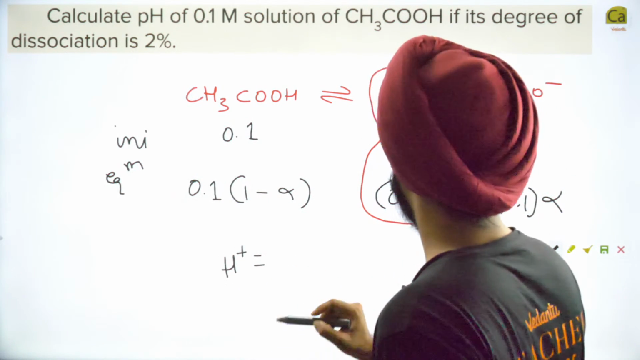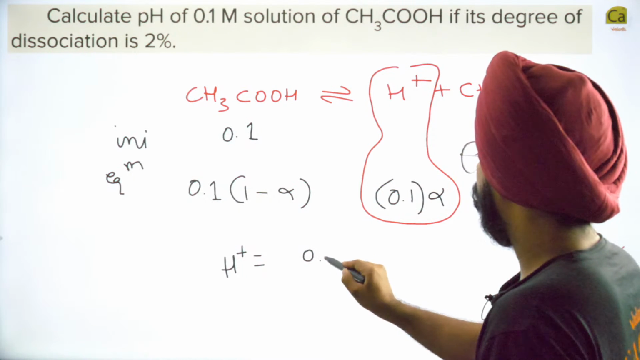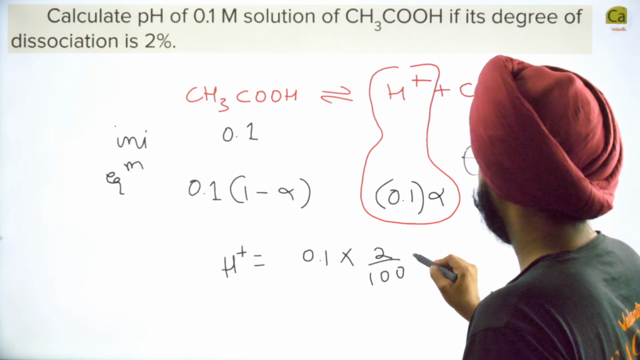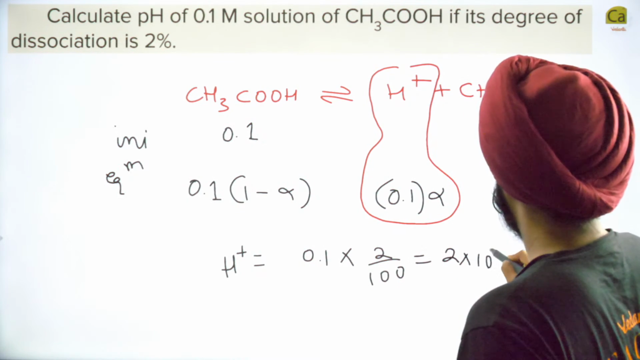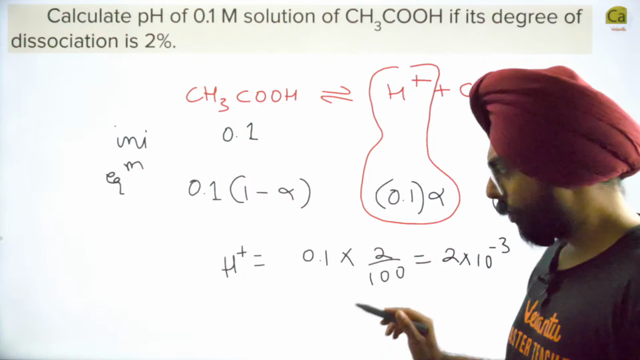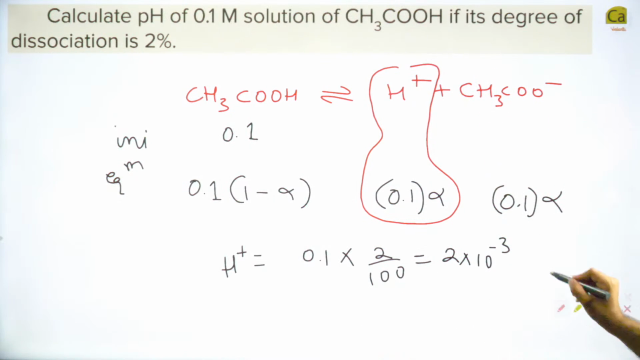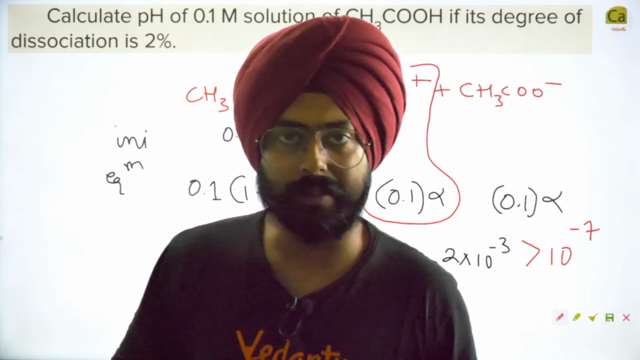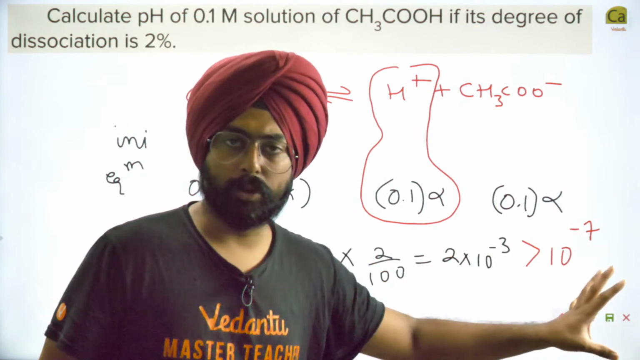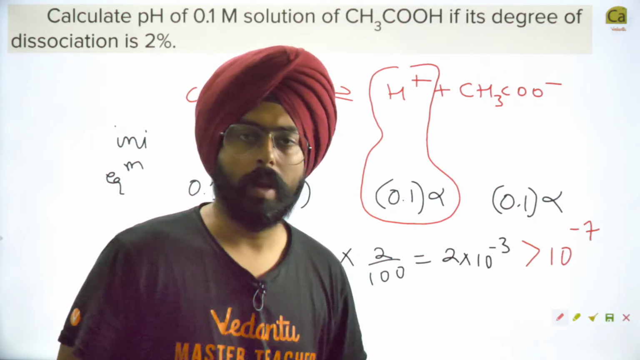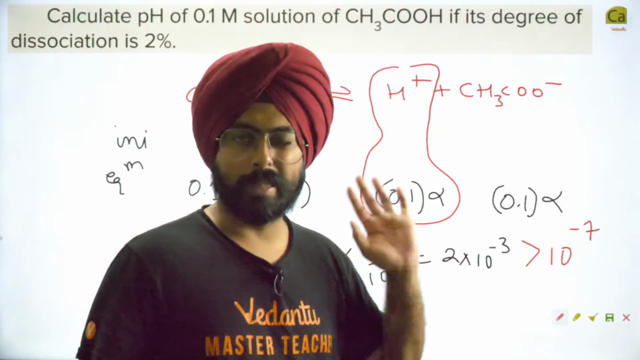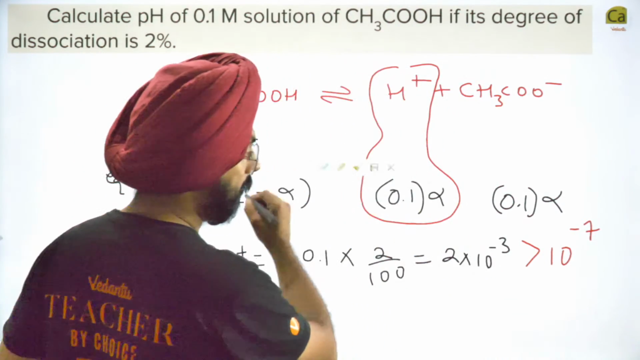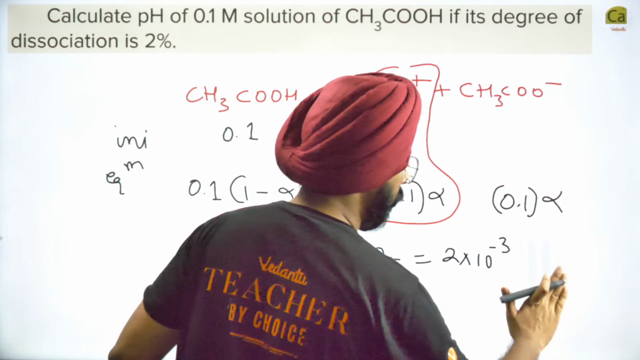H positive concentration is equal to 0.1 into 2%, that is 2 by 100. So this is equal to 2 into 10 to the power minus 3. 2 into 10 to the power minus 3, as you can see, is much greater compared to 10 to the power minus 7. So because of this observation, we can neglect the contribution of H positive via water. Whatever H positive water is giving, there is no need to think about it here. So 2 into 10 to the power minus 3 is greater than 10 to the power minus 7. Therefore, we don't need to consider the contribution of water.